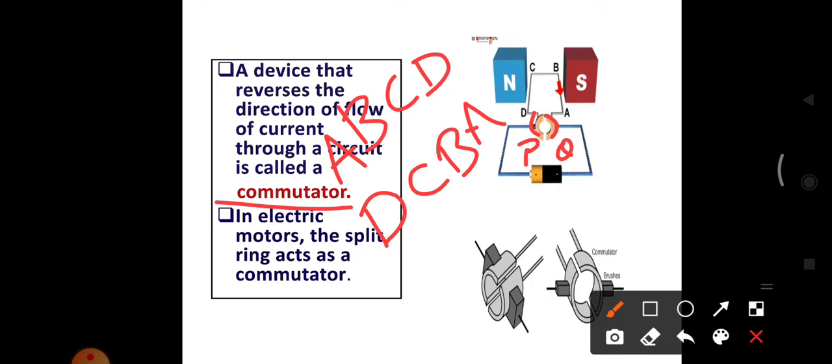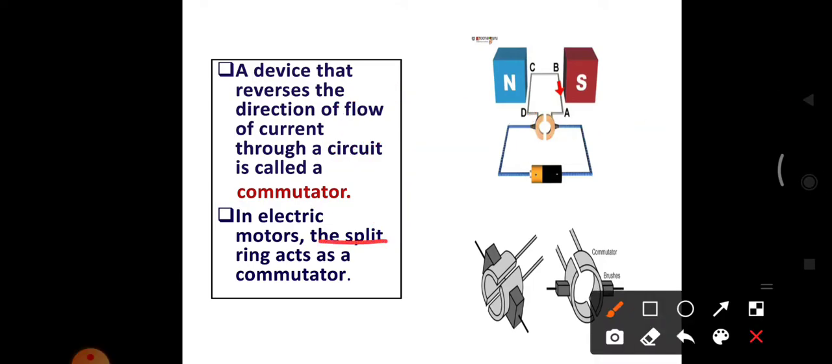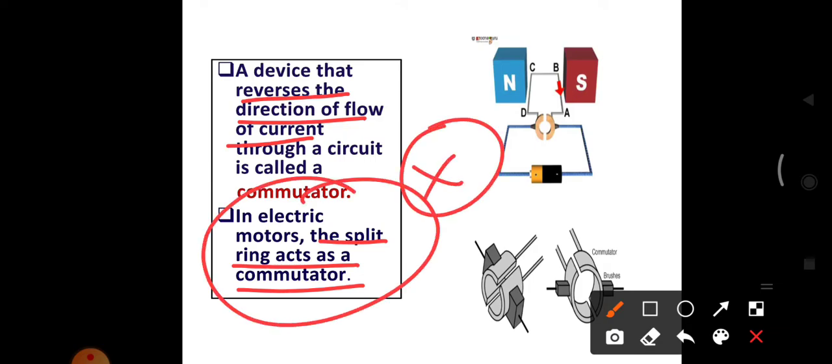So, what changes the direction of the current in an electric motor? The split rings, P and Q, reverse the direction of the current. So, in an electric motor, the split ring acts as a commutator. Normally, the commutator is a device that reverses the direction of flow of current. Here the split ring acts as a commutator. It is a very important point. In an electric motor, what is the role of the split ring? The split ring acts as a commutator.